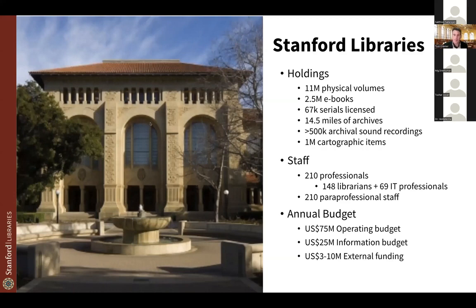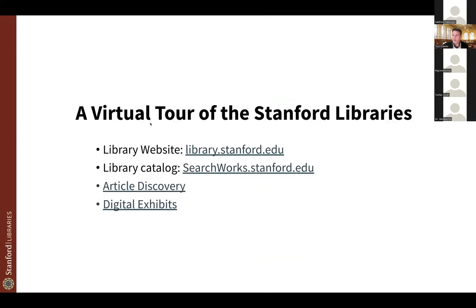If you'd like to, in the slide deck, if you'd like to follow any of these links, you'll see some of the critical systems that we develop and support. So our main library website, our principal catalog, which is called SearchWorks, how we support the discovery of individual articles in journals within SearchWorks, and a link to Spotlight, our digital exhibits platform that Mike mentioned, and I'll also reference at the end of the talk.